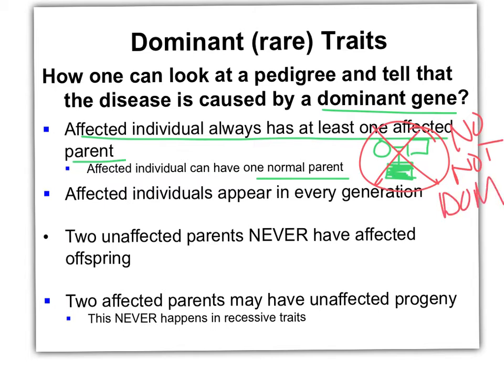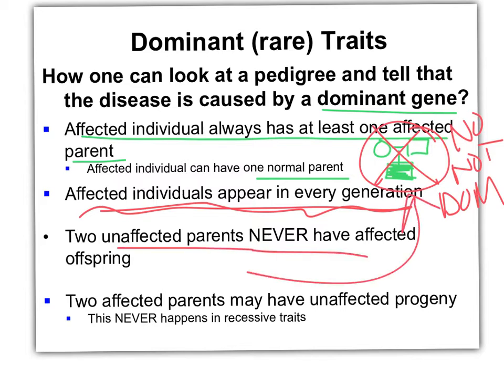So you already know. You're a winner. You got it right. Affected individuals appear in every generation. Again, two unaffected parents never have affected offspring. Can't happen. But two affected parents can have unaffected progeny, which never ever happens for recessive. So if you see that, again, you are good. Not bad, good, right? You know it.